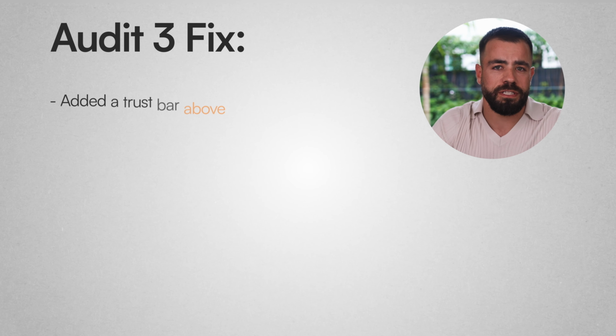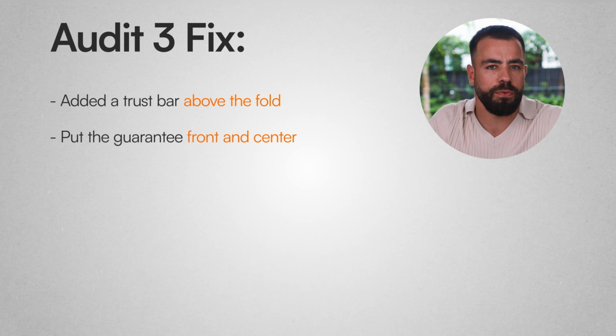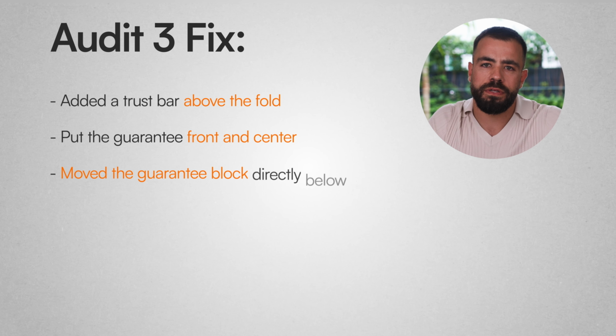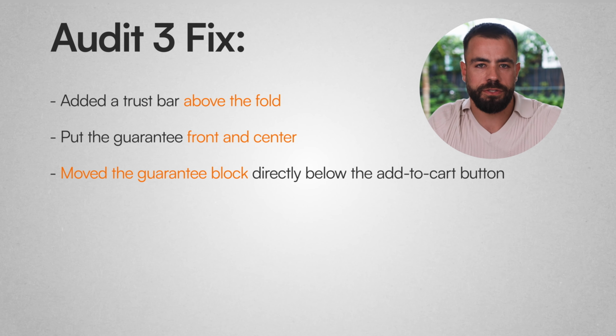None of those are difficult things to fix, but all 3 of them were absolutely killing the purchase intent of every visitor. The owner actually implemented the fixes that same afternoon by adding a trust bar above the fold and putting the guarantee front and center on the website. They moved the guarantee block directly below the add to cart button, which is exactly where a hesitant buyer looks right before they decide to click.